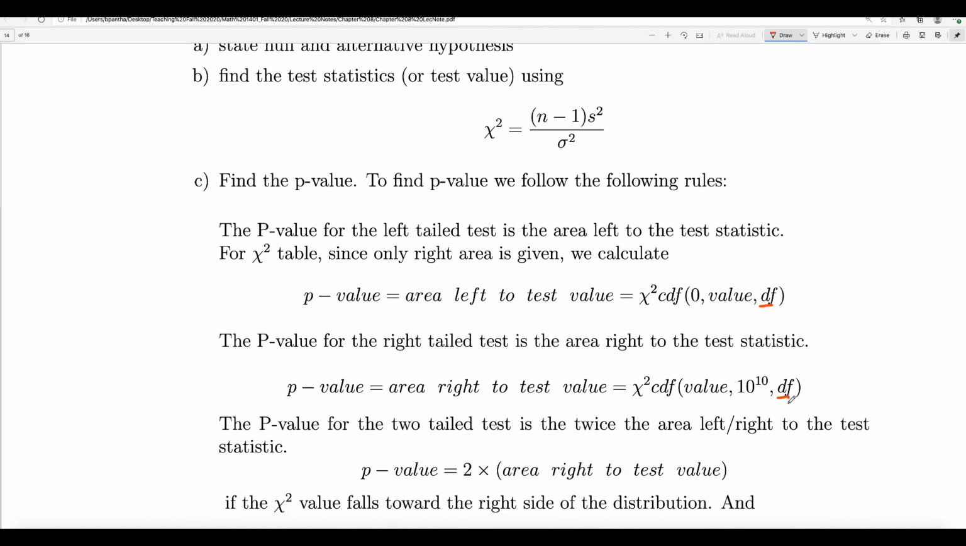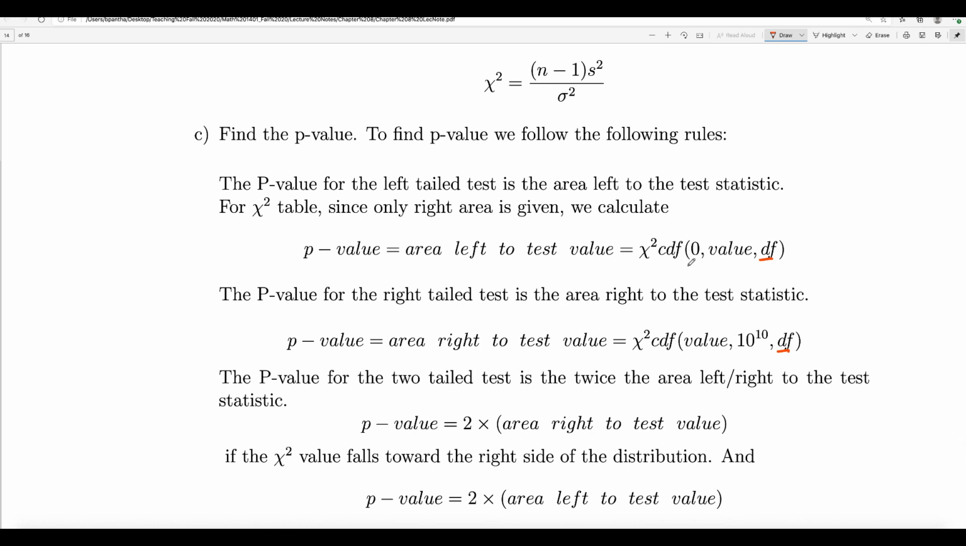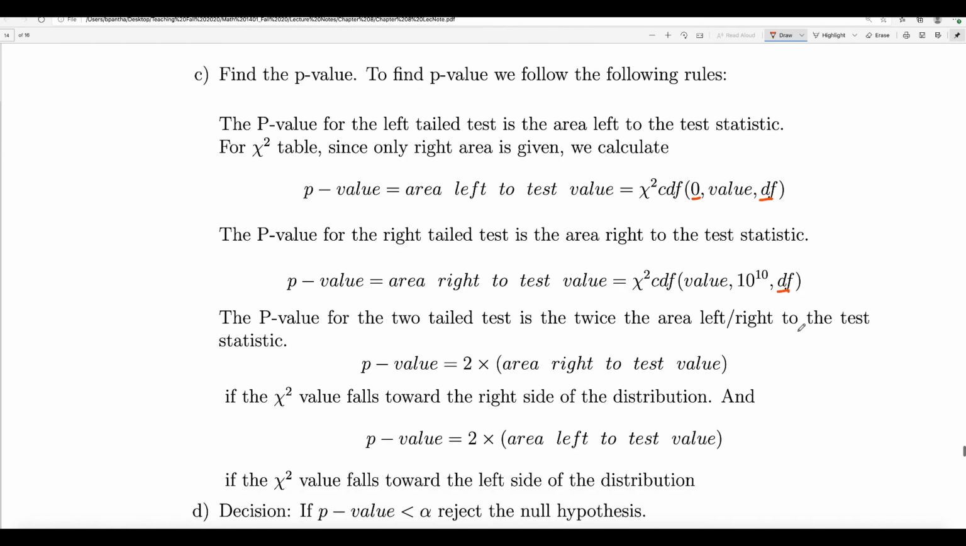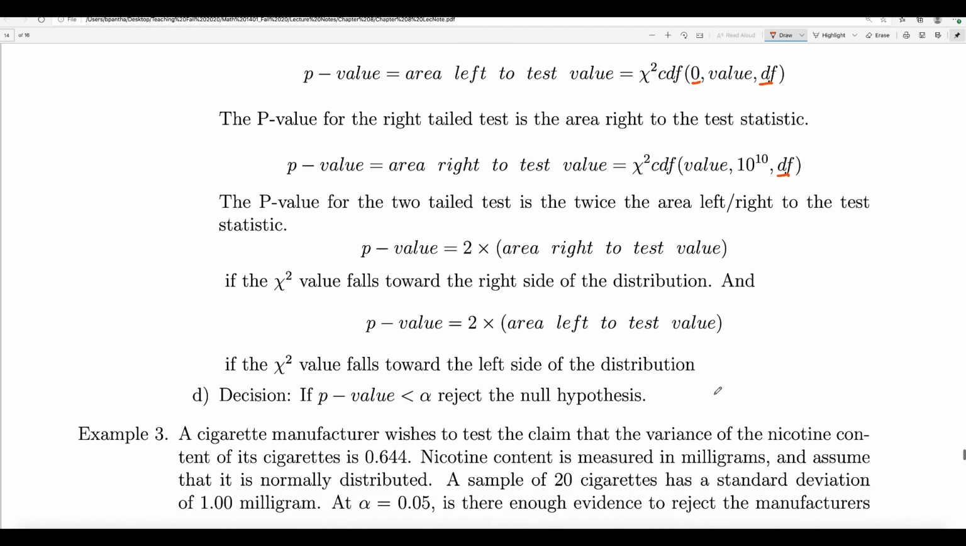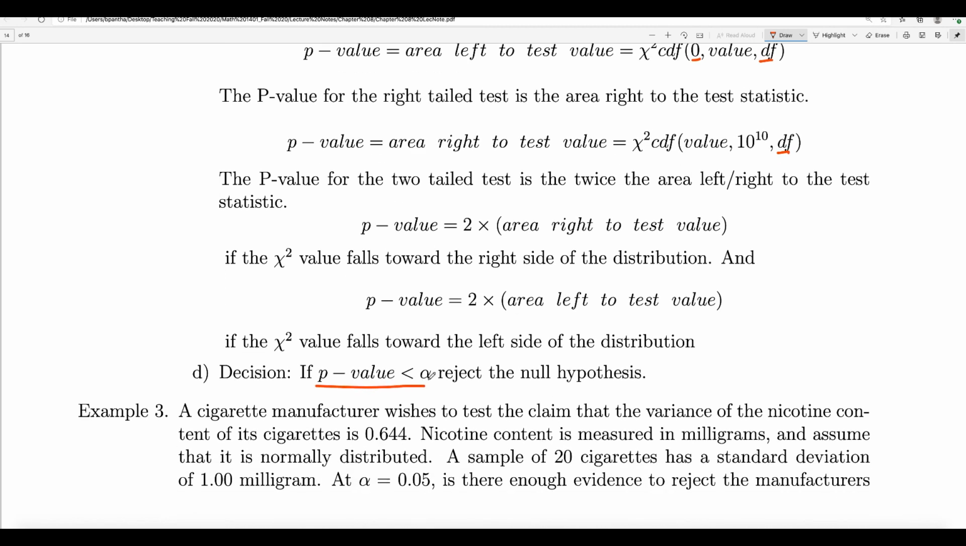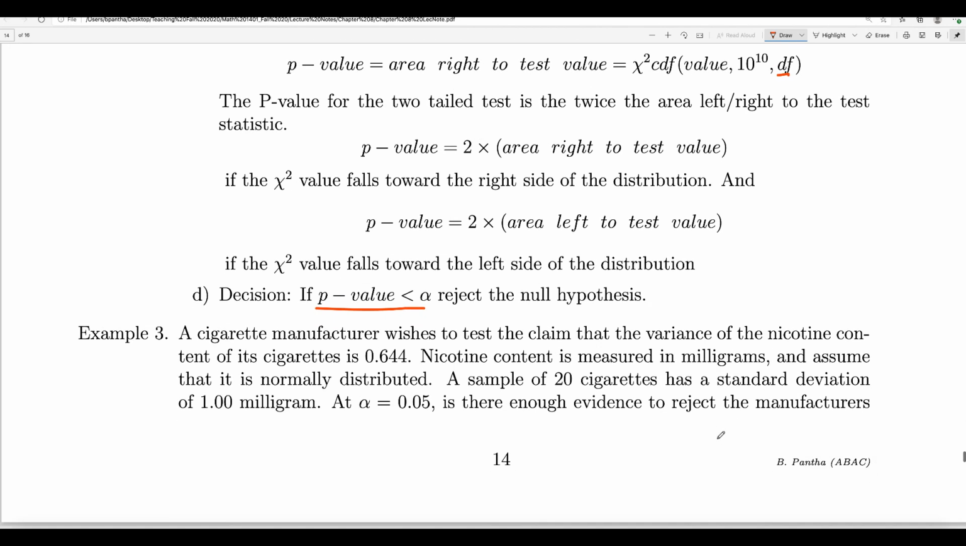If you want to find out the area left, you start with 0 because no values of the chi-square are negative. The smallest value of chi-square can be 0, so we start with 0, okay? You don't have to do the negative values there. And for the two-tailed test, you need to do 2 times the area right or 2 times the area left, depending on where the test value falls. If it is a small value, then it falls on the left. Otherwise, it falls on the right. And again, if the p-value is less than alpha, we reject the null hypothesis. Otherwise, we do not reject the null hypothesis.